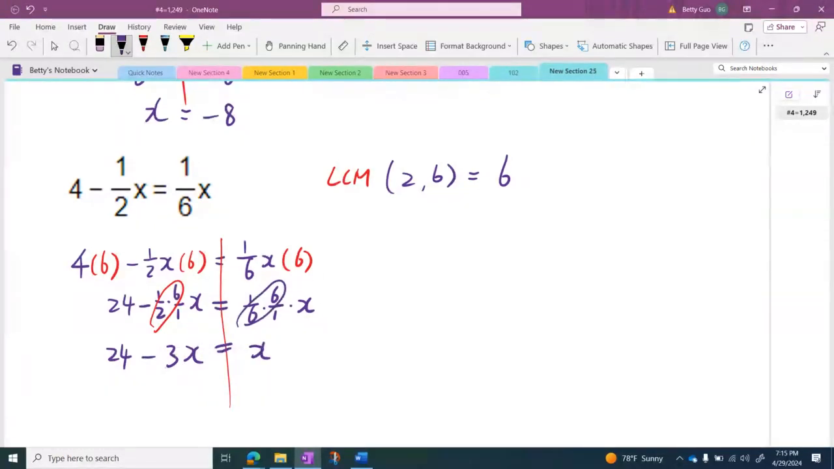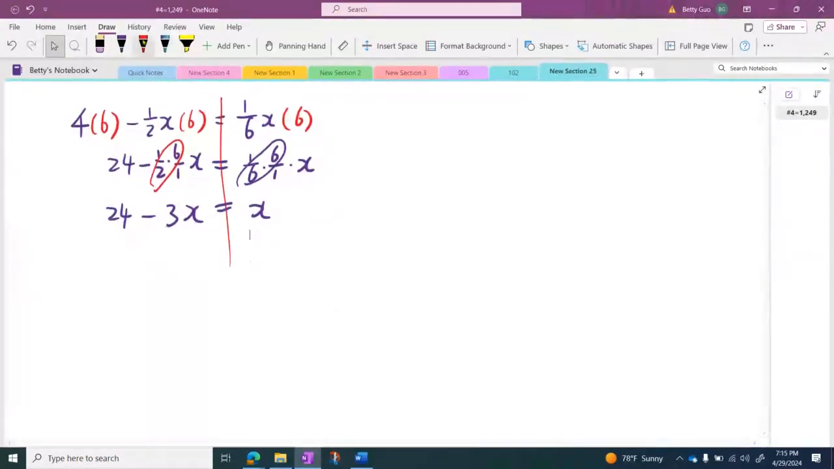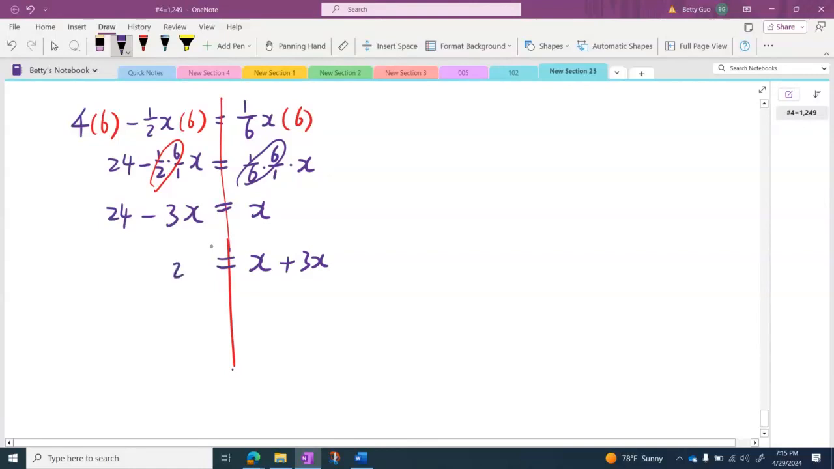And then what do I do? And then I'm going to move the 3x over, okay? Move the 3x to the right side. So we have a positive 3x. We have 24 on the left side. 4x. Divide each side by 4. We have x equals 6. If 6 equals x, then x equals 6.